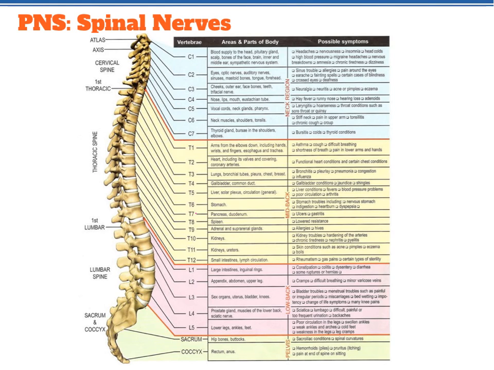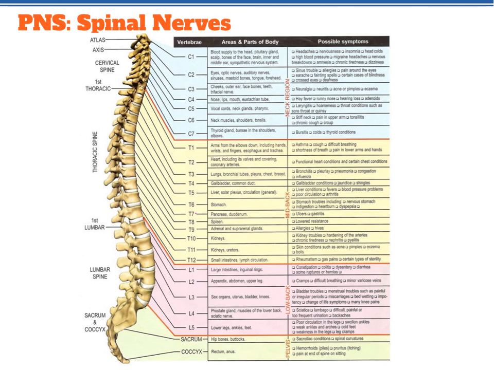And then here are your spinal nerves. So I really like this image because it shows you where the spinal nerves are going. And luckily the spinal nerves are named after the vertebrae, so it's pretty easy to understand where they're coming from. So for example, the C1 spinal nerve is coming from your C1 vertebrae.